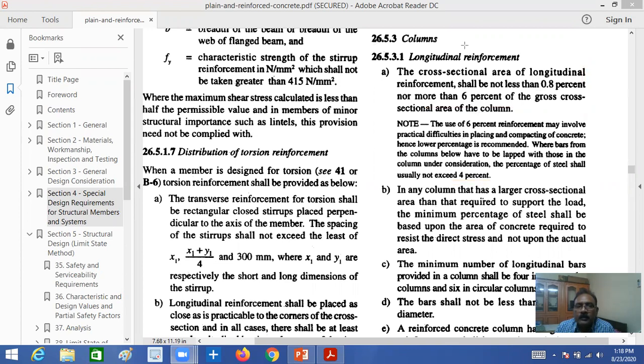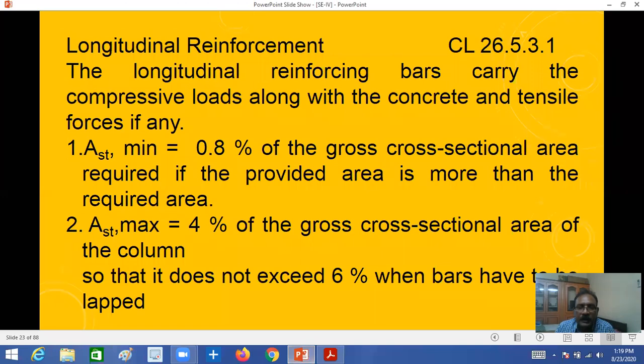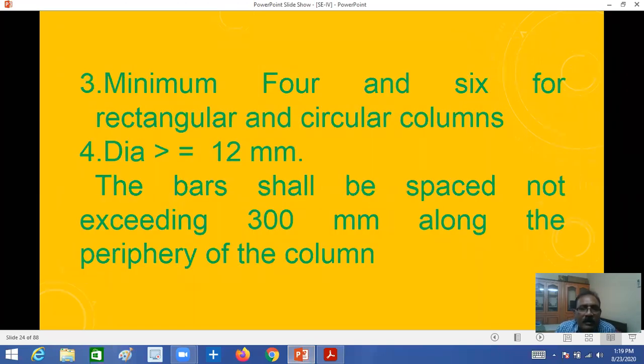You must remember these two very important points, the minimum and maximum reinforcement. And for any column, square or circular, suppose there is a square column, you should have a minimum of 4 bars. One bar, two bars here, inside one bar.